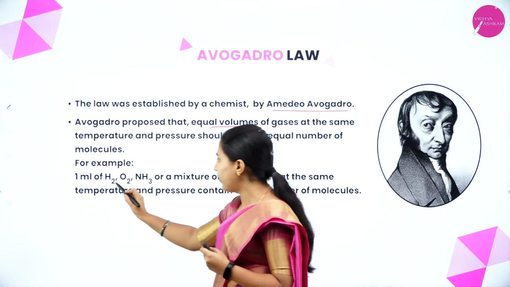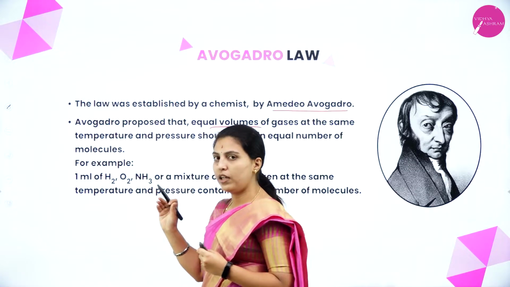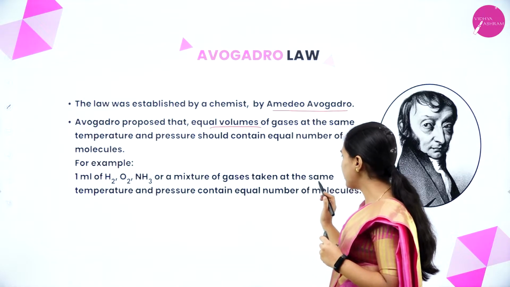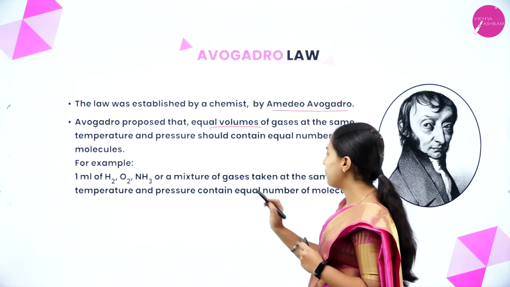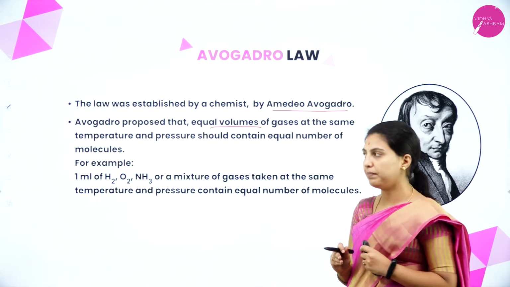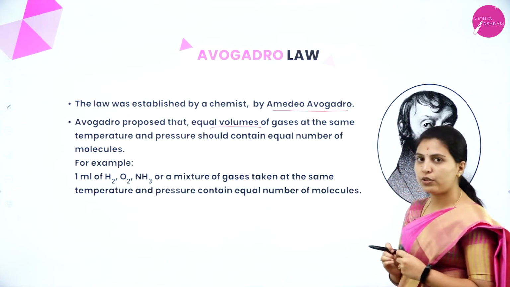See here, 1 ml of hydrogen, oxygen, ammonia. The volume is constant for all of them, or a mixture of gases taken at the same temperature and pressure contains an equal number of molecules. Okay. This is Avogadro's law.